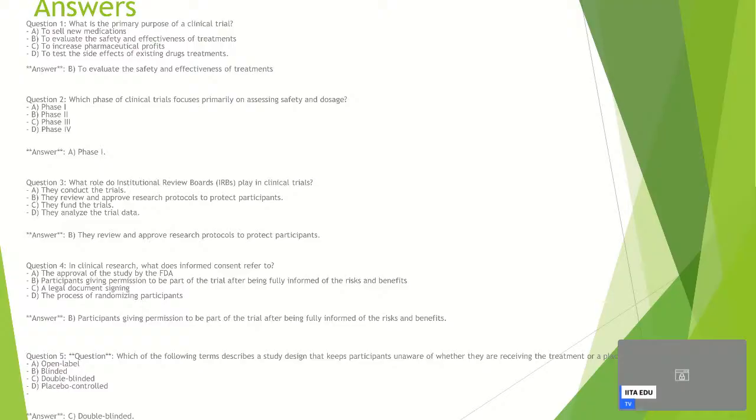Yeah, you can now see the answers. For 1 is B. For 2 is A, phase 1. For 3 is B. For 4 is B. And the last one, I'm trying to get it up. The last one is C.